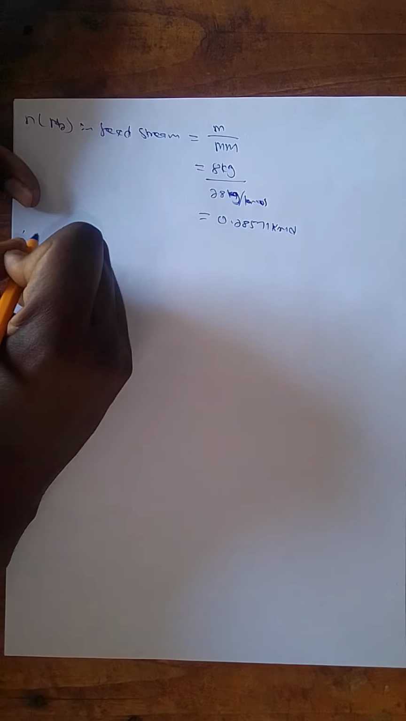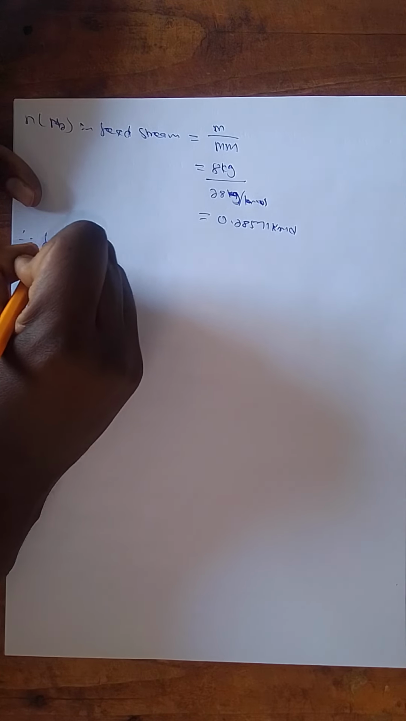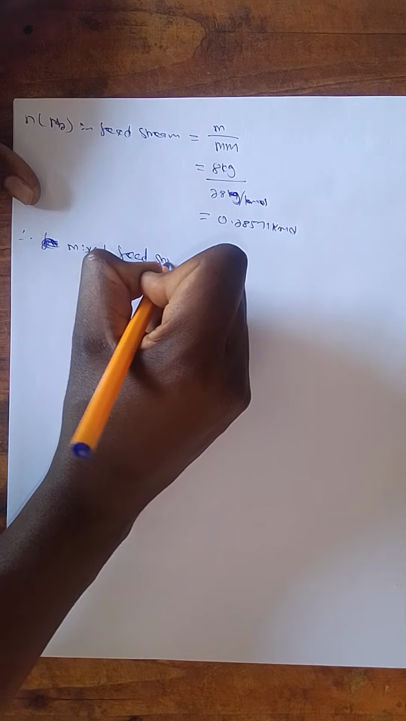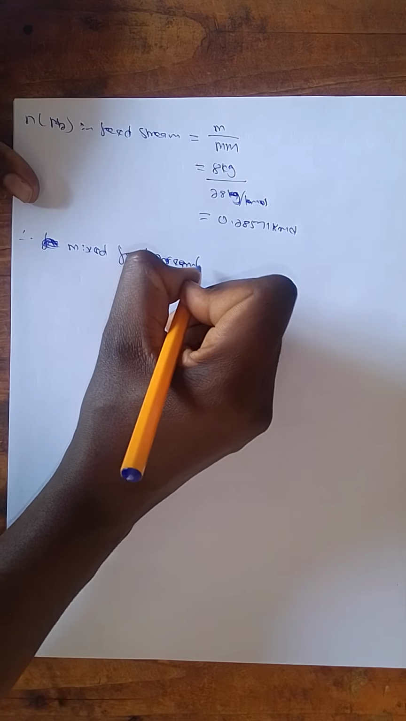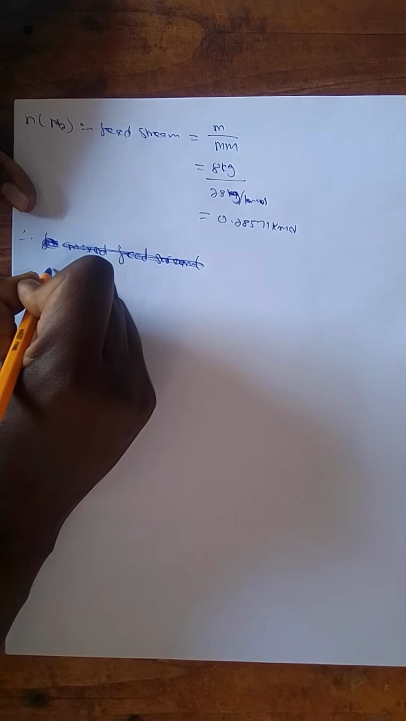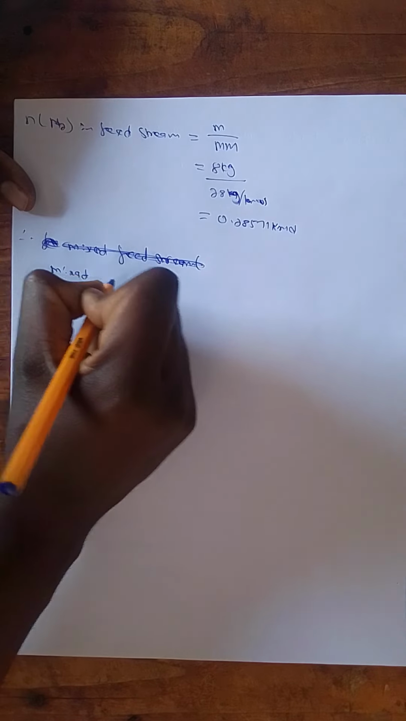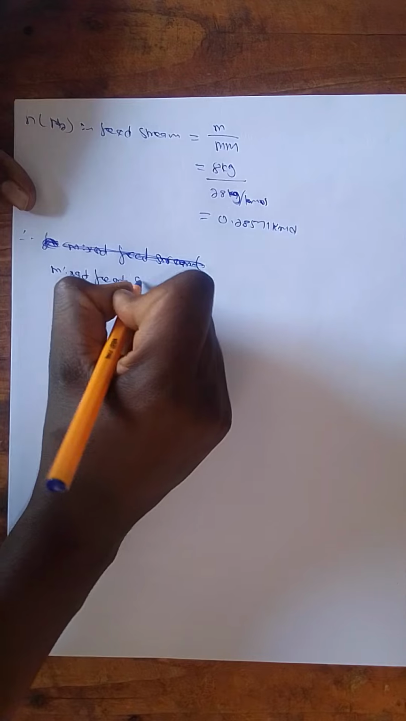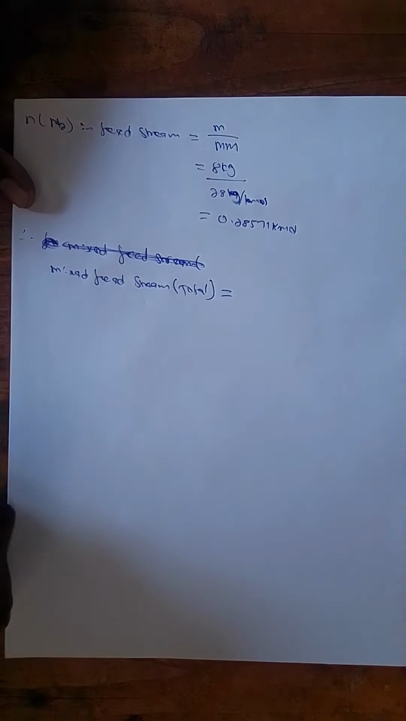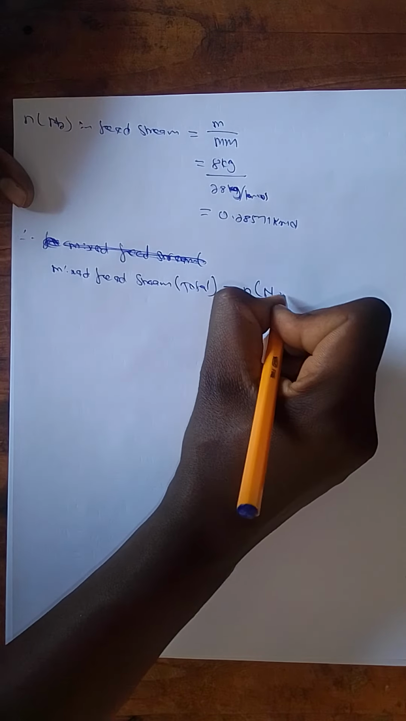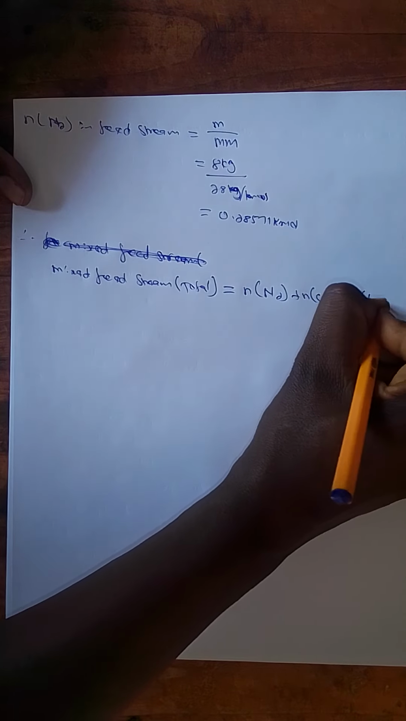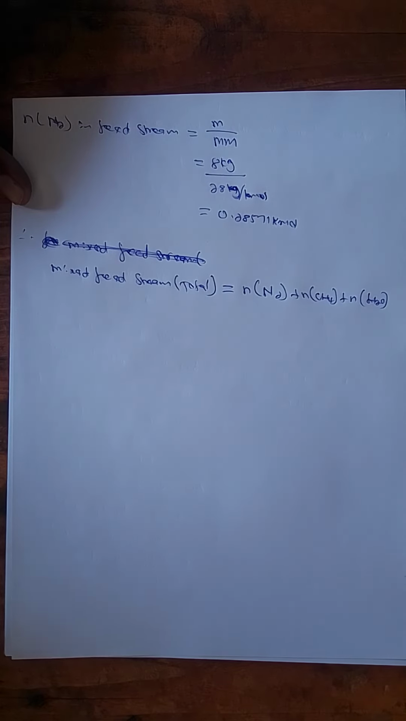So we can just say, therefore, let me call it mixed feed stream, and in bracket write total, is equal to the number of moles of nitrogen plus the number of moles of methane plus the number of moles of H2O, right? So that is actually what it is.